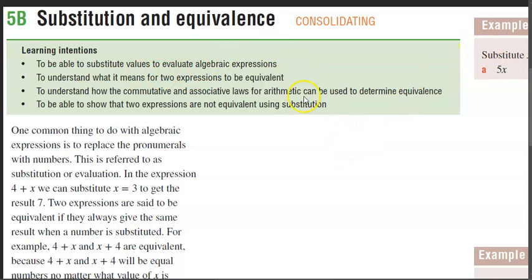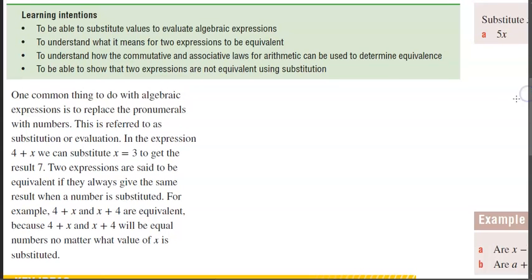So before we get to that, one common thing to do with algebraic expressions is to replace the pronumerals or the letters with numbers. This is referred to as either substitution or evaluation. In the expression here, 4 plus x, x can be any value. It's just an expression, 4 plus x. What we're going to do is substitute x equals 3 to get the result 7.